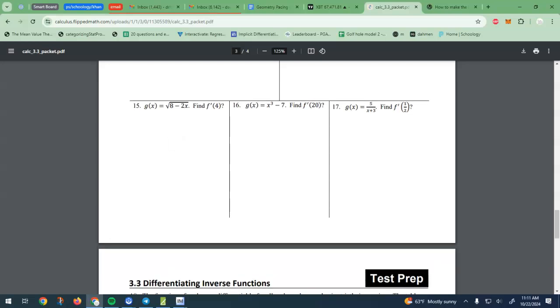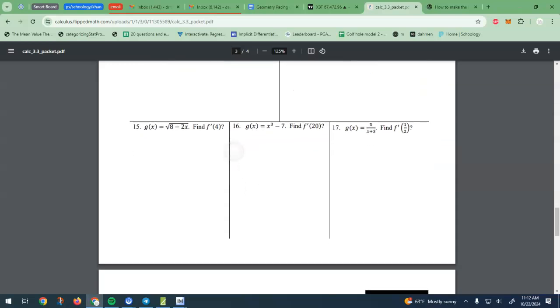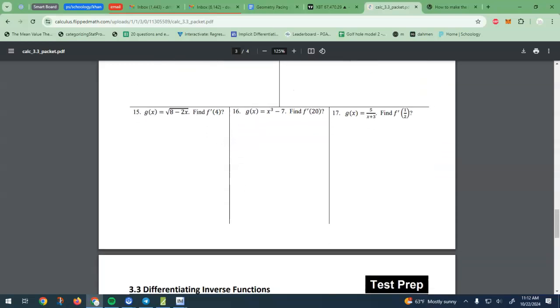So I have to find f prime of 20. I know f and g are inverses, so I would just like to get all into the same letter first of all. So I'm going to find g inverse prime of 20. And that's going to be 1 over g prime of g inverse of 20.